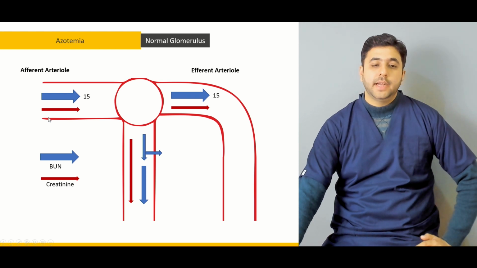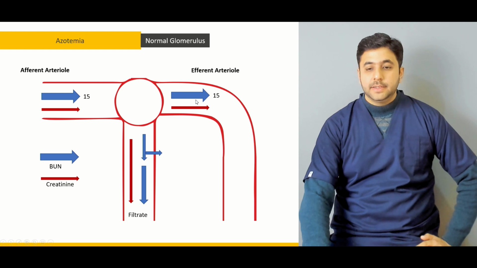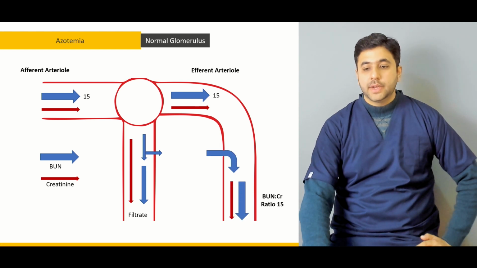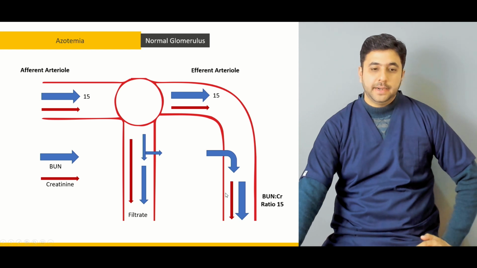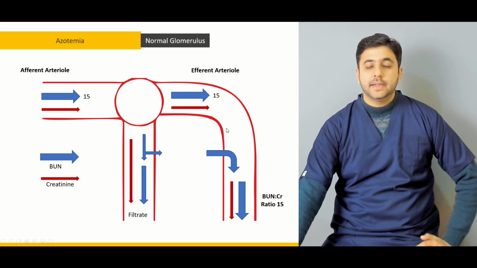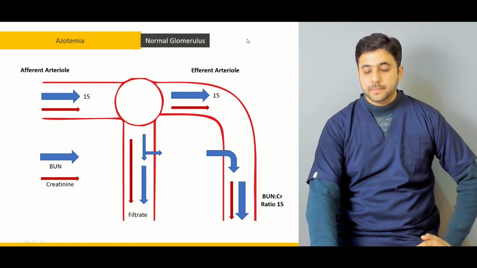But if you look at this red arrow for creatinine, all the creatinine that is filtered by the glomerulus goes into the tubules and is excreted. There is no net absorption. So when the urea is absorbed here, you can say that the BUN and creatinine ratio generally remains the same, about 15, in the efferent arteriole and also in the peritubular capillary network. This is for a normal person with a normal glomerulus.